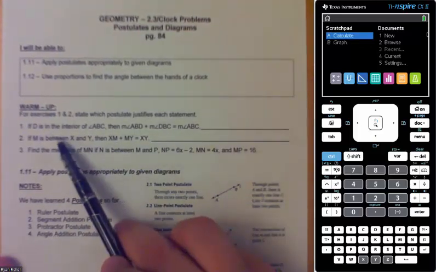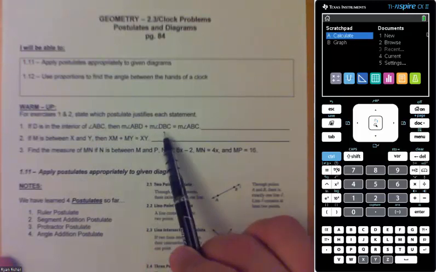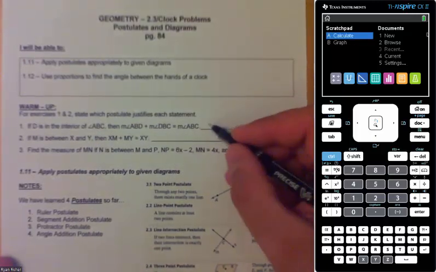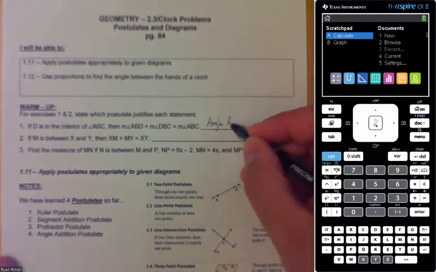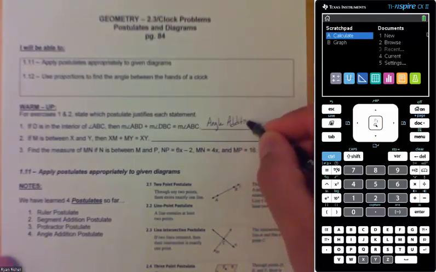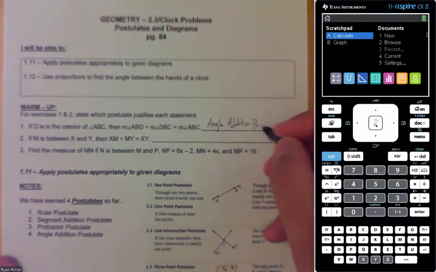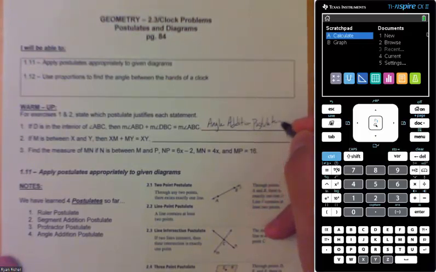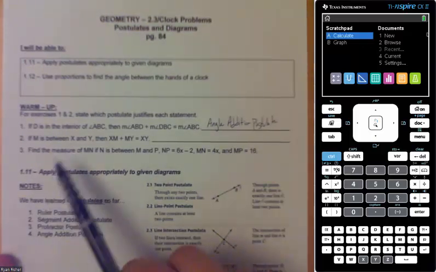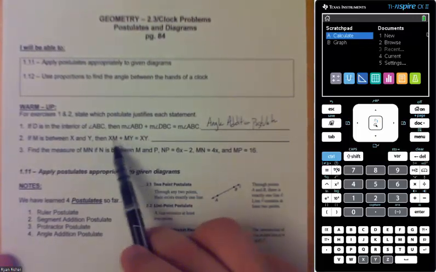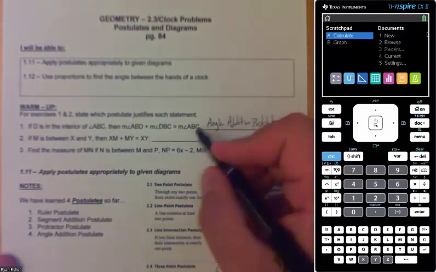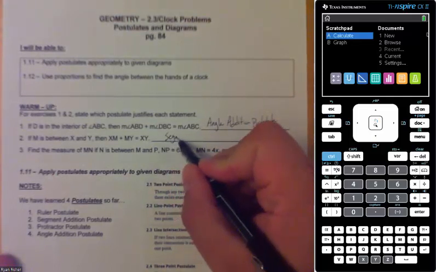In this situation, it looks like I have angles that are adding together to be a bigger one. I think this is pretty clearly the angle addition postulate. And this at some point is between two others, then adding the two smaller segments adds up to the whole thing. This was the segment addition postulate.